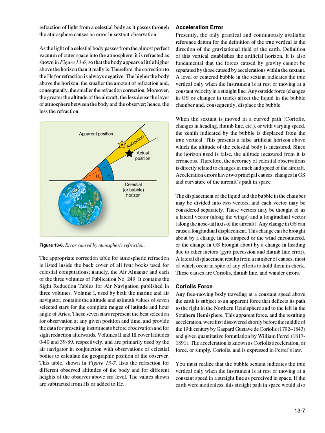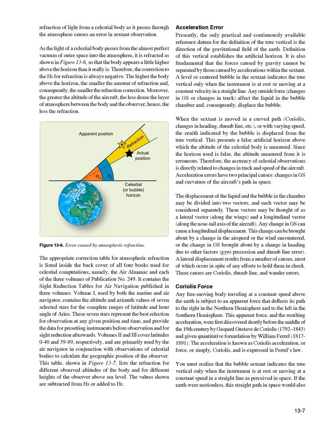Acceleration errors have 2 principal causes: changes in g's and curvature of the aircraft's path in space. The displacement of the liquid in the bubble chamber may be divided into 2 vectors, and each vector may be considered separately. These vectors may be thought of as a lateral vector, along the wings, and a longitudinal vector, along the nose-tail axis of the aircraft. Any change in g's can cause a longitudinal displacement.